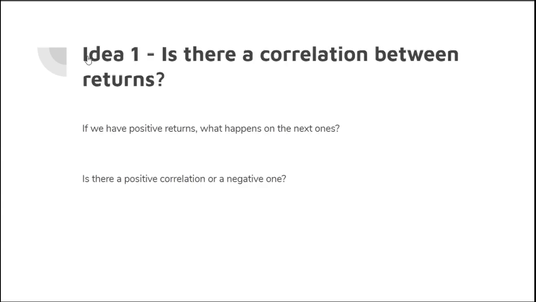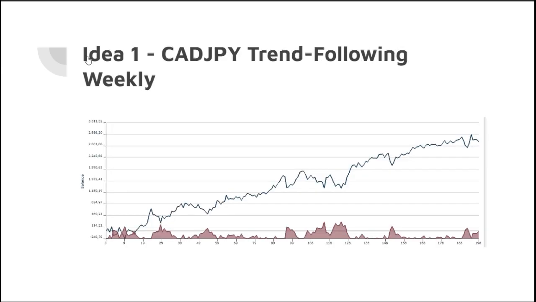So, idea number one: is there a correlation between returns? Okay, we know how we classify the distribution of returns, but we have a Z-score here that indicates that if prices rose yesterday above a certain trigger, they will continue to keep rising. Is there a positive correlation or a negative one?